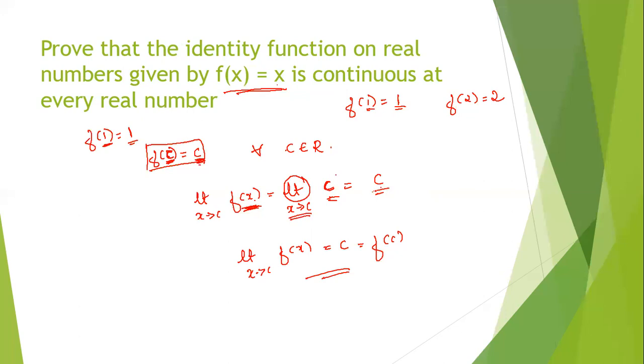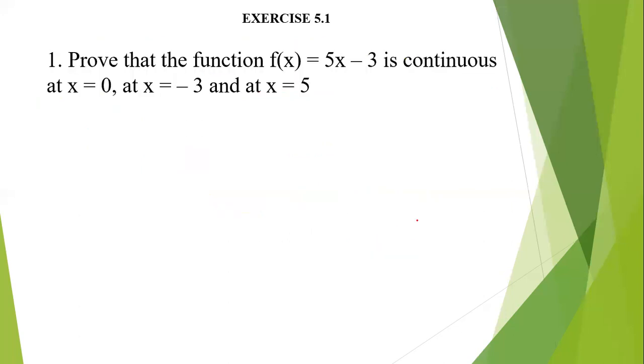So just c only we get it back. So our limit and functional value both are coinciding, both are the same. So we say function is continuous.